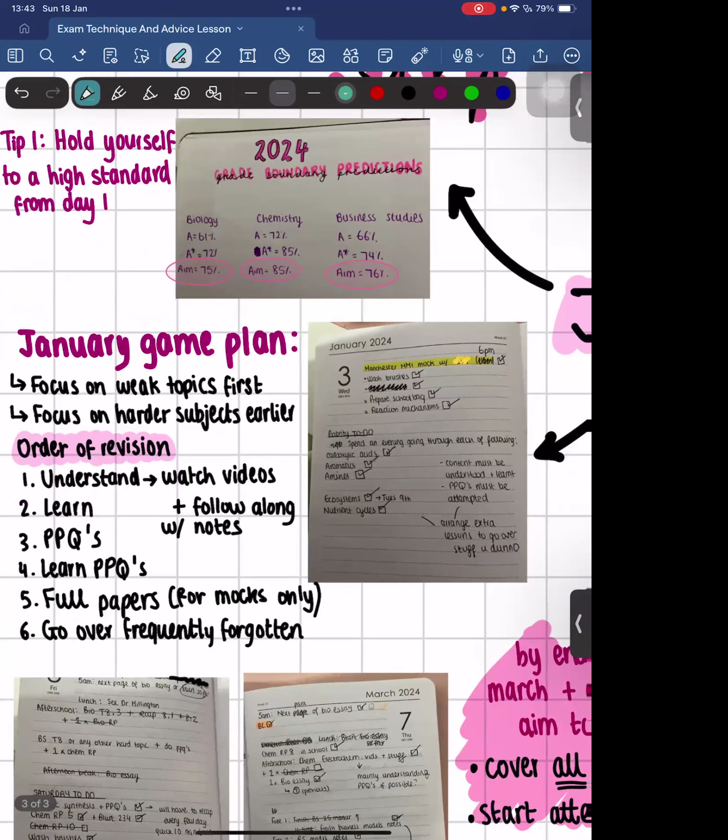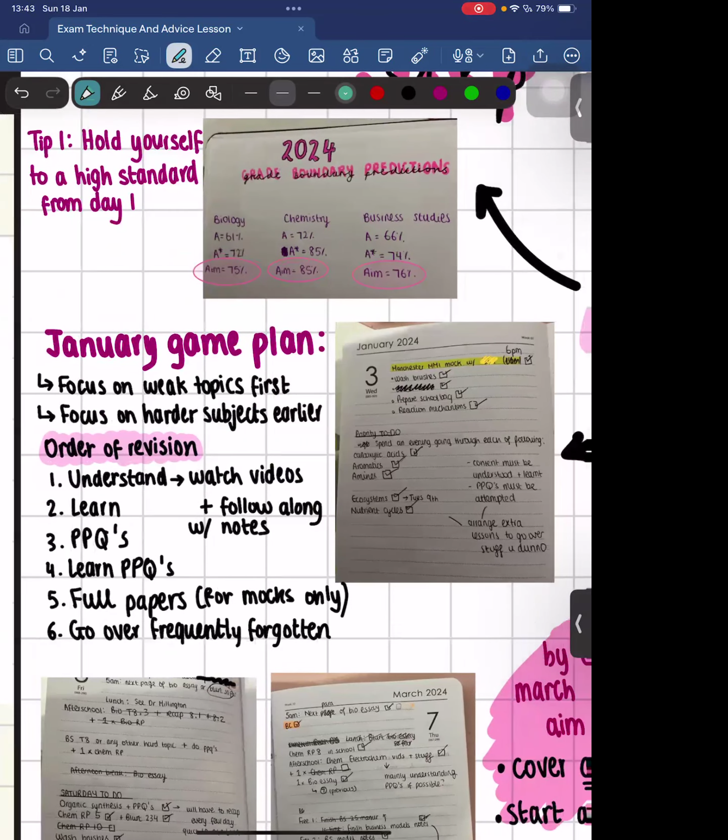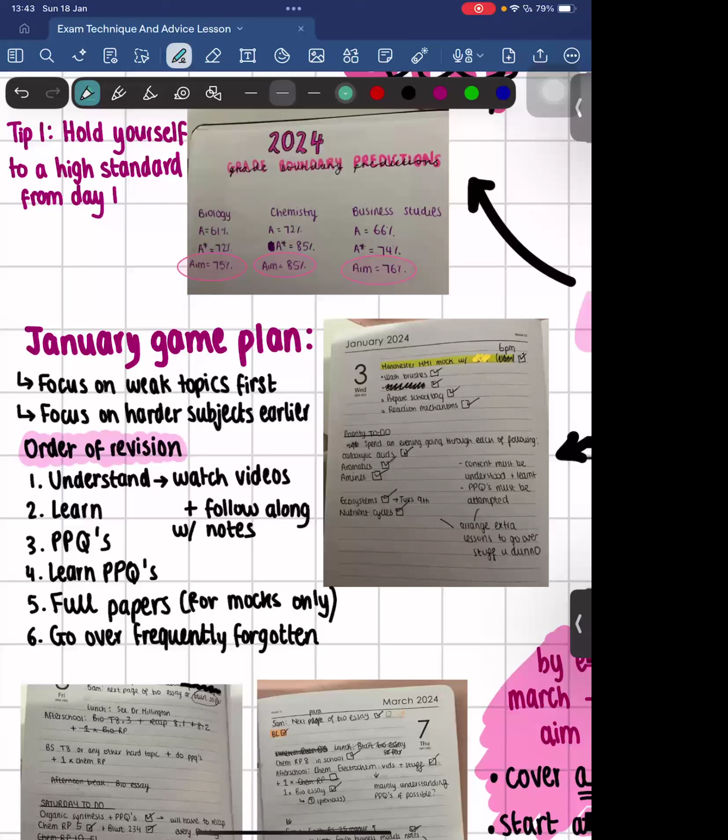My January game plan, when I had mocks especially, was to focus on weak topics. And the way I did this was red, amber, green. So literally print out the spec and get 3 highlighters, or just a pen, and do RAG, and get all your weak and difficult topics done early, because that gives you a longer amount of time to revisit it and to do active recall for it. If you do the easy ones first, you're leaving all your hard ones to the end and you might not have enough time for it to go in your long-term memory. So try and do it the other way around.